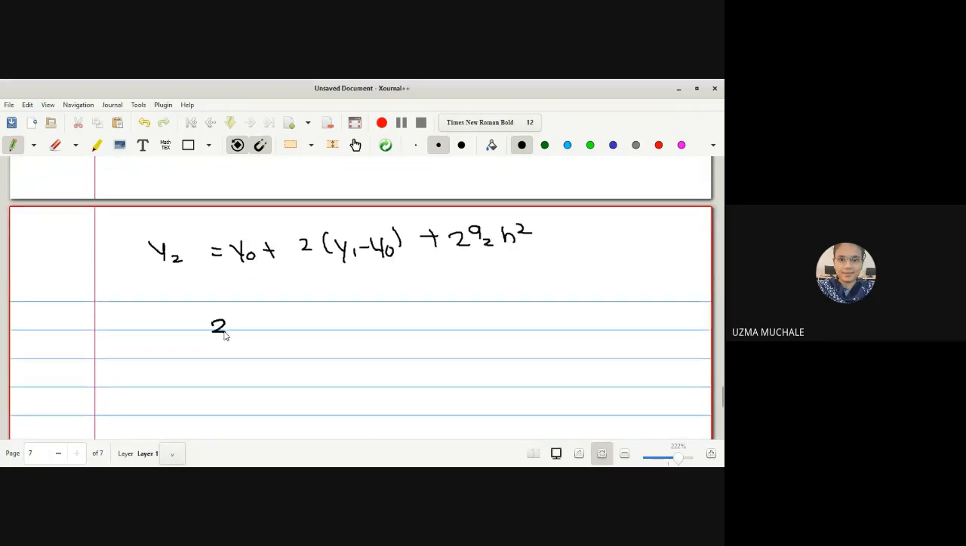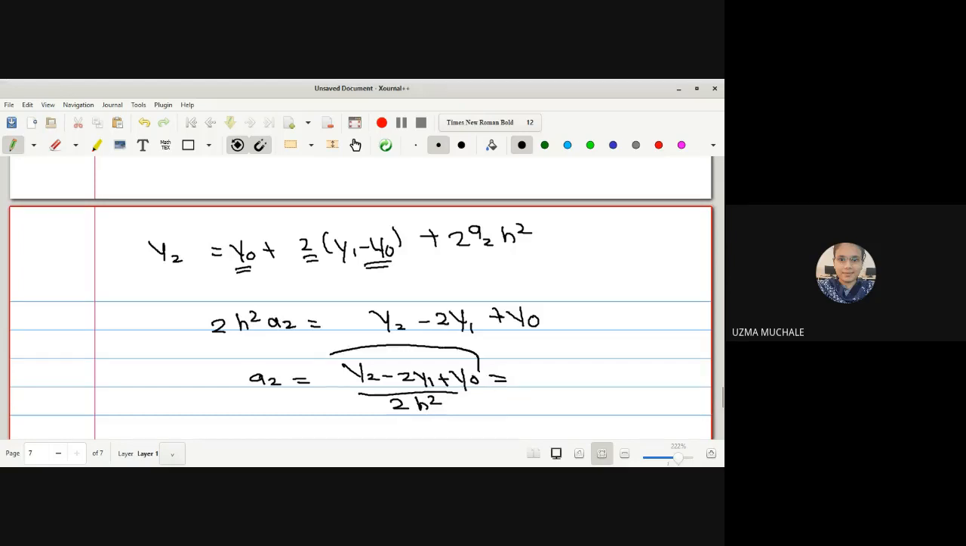Now this 2 times h square a2 on one side is equal to y2 minus 2y1. This minus minus becomes plus and we get plus y0. Here we have minus 2y0 plus y0, 2 times, right? So it will be minus y0, and on this side it will be plus y0. So we get a2 is equal to y2 minus 2y1 plus y0 divided by 2h square.